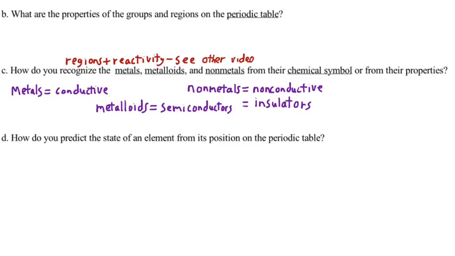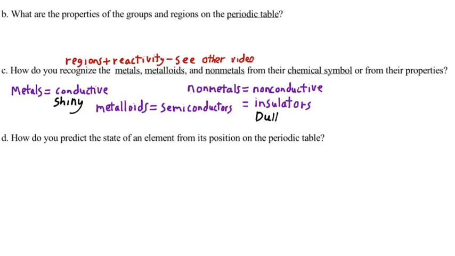In the video that you'll have already watched, you'll see which ones are the metalloids, and you'll need to memorize those. Okay, predicting states of an element. Oh, sorry, one more thing. The metals are shiny, and the insulators are dull. The metalloids have some that are shiny and some that are dull.